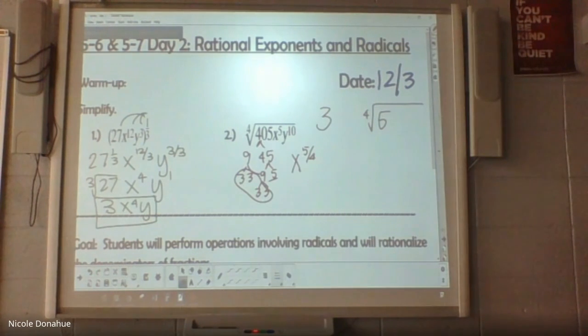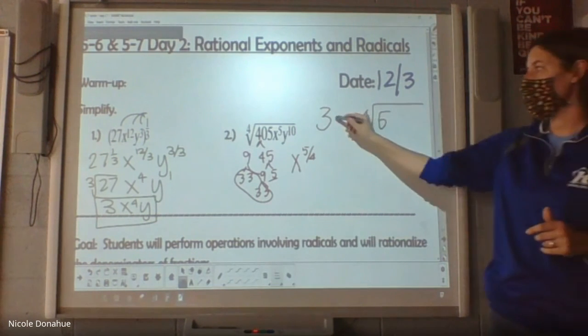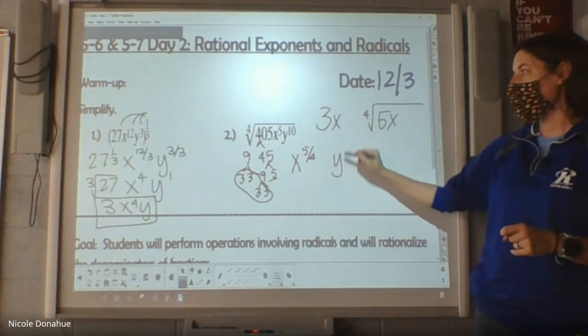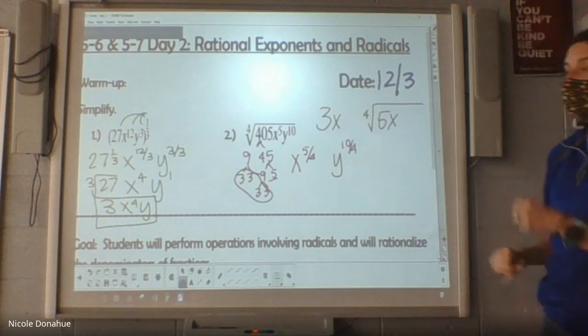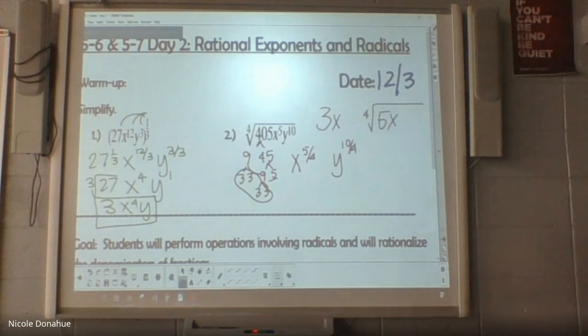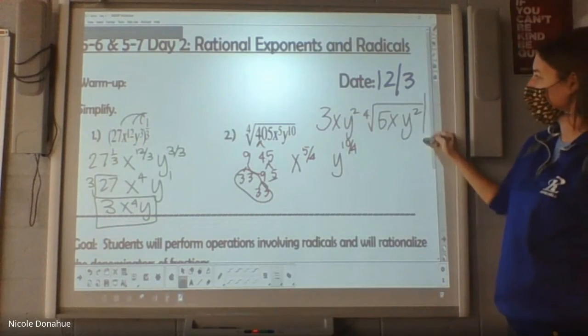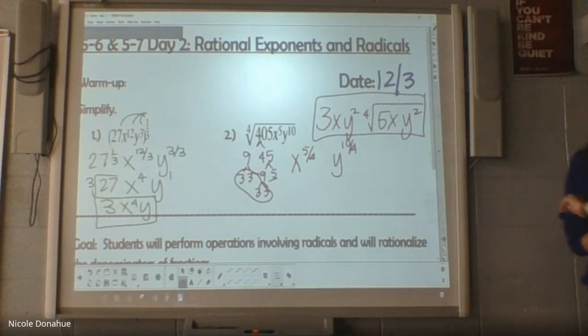How many times is 4 going to 5? Once, so the remainder of 1. Very good. Y to the 10/4. 4 goes in twice, with the 2 remainder. Very good. I'm catching a pattern. That's a pattern. Good work.